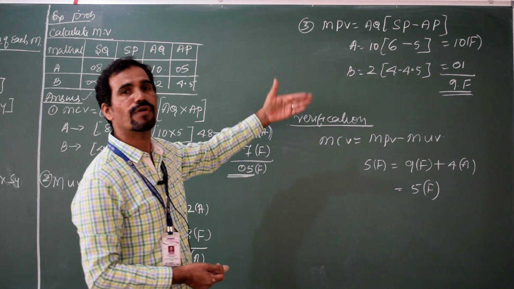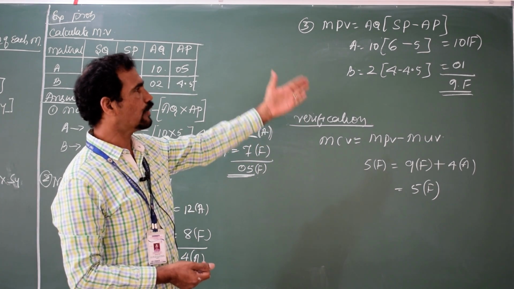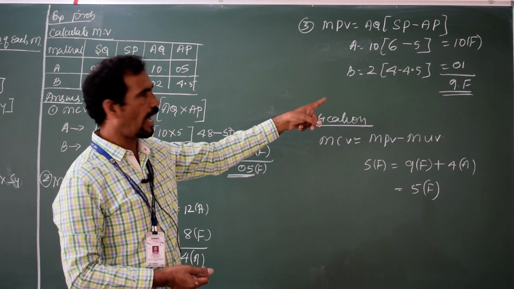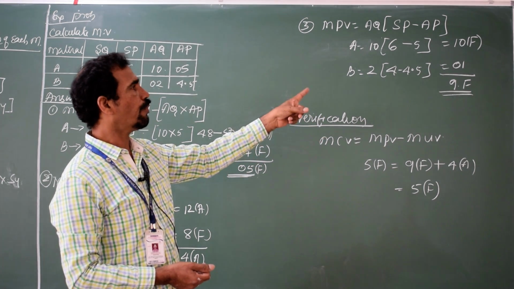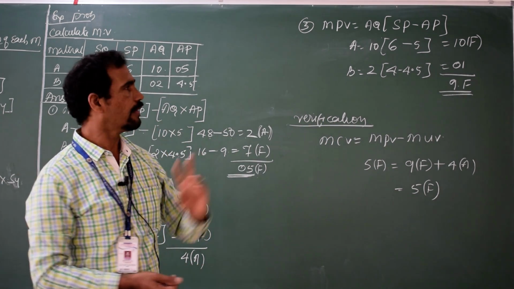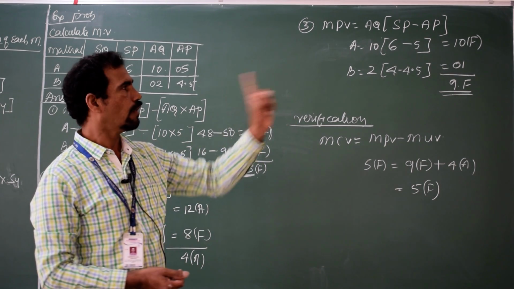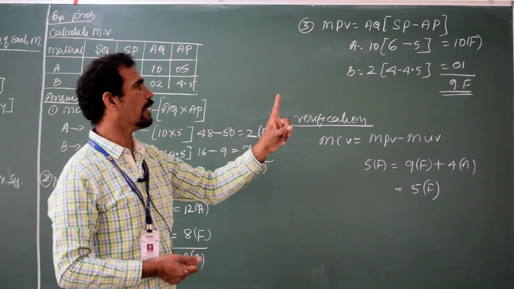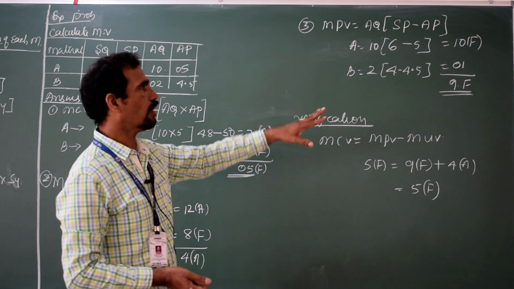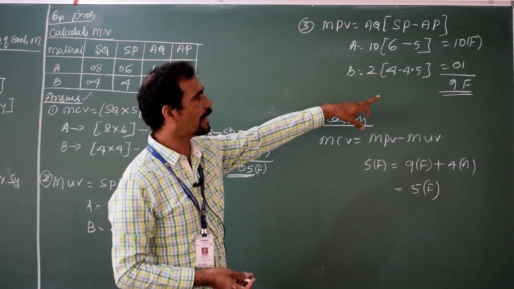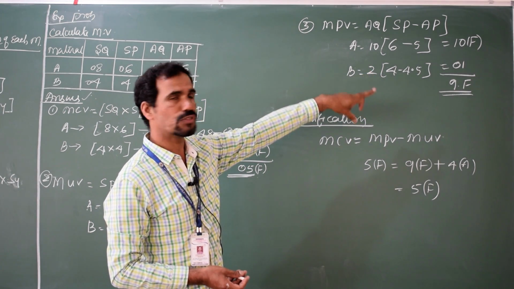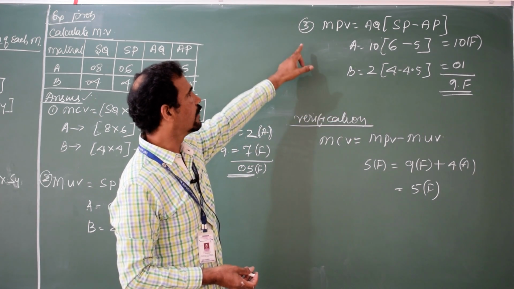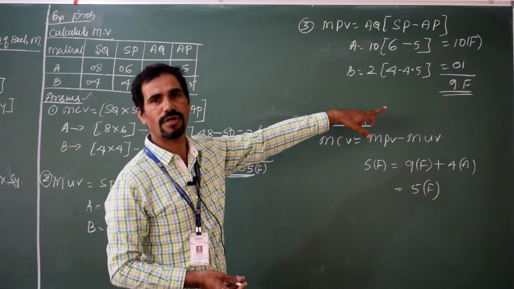Same steps for material B also. Actual quantity 2 into standard price 4 rupees minus actual price 4.5. 4 minus 4.5 equals 0.5 adverse, into 2 equals 1. That is all. 10 favorable, 1 adverse. 10 minus 1 equals 9 favorable. The answer for the material price variance is 9 favorable.